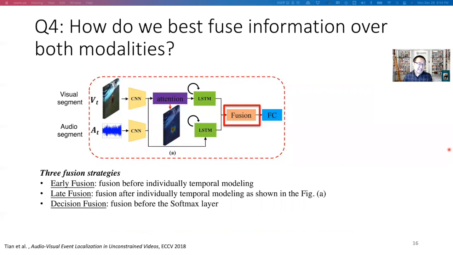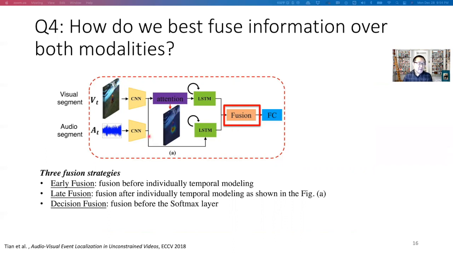Since we have two different modalities, one important question is how to integrate them. We explore three different filtering strategies: early filtering, late filtering, and decision filtering. The early filtering filters the two different modalities before individual temporal modeling. Late filtering filters them after individual temporal modeling, as shown in the figure.